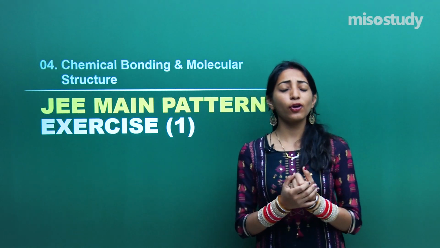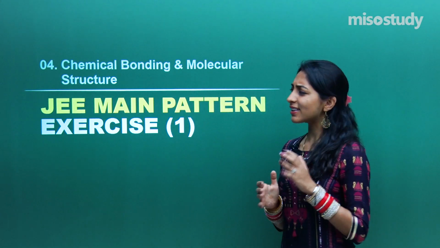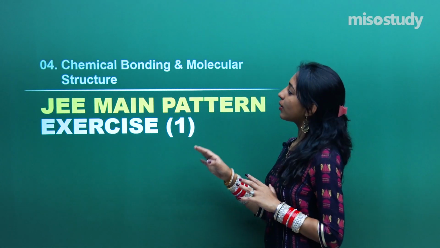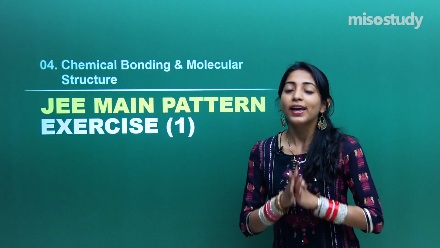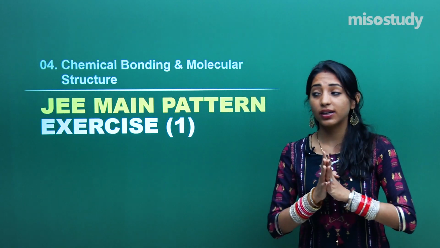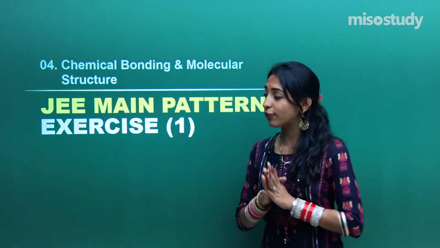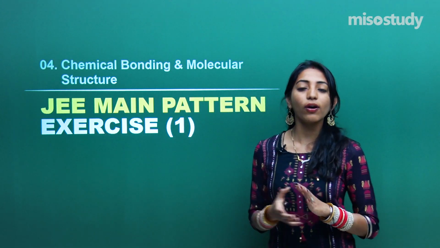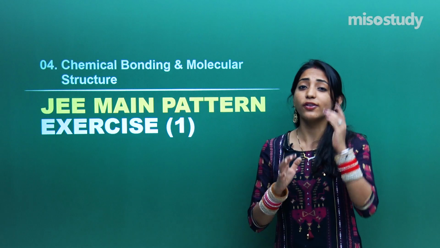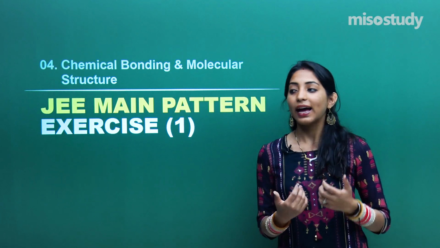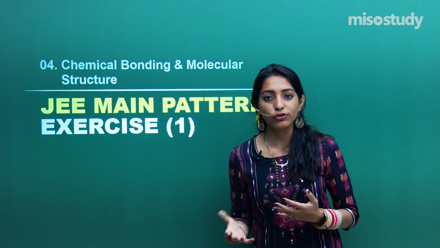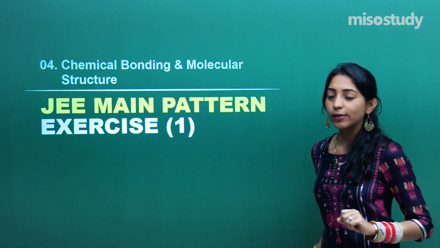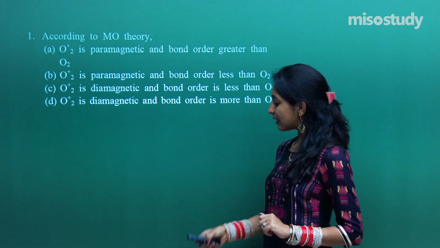So today what I have thought to discuss with you is 10 important questions from the chapter Chemical Bonding and Molecular Structure. The questions that I have chosen for today's session are basically from JEE Mains pattern papers. So let's try and solve all 10 questions. It's my guarantee that all the questions will be really good, and I'll try to go into the detailed solution as much as possible. With that promise, let me begin the session.